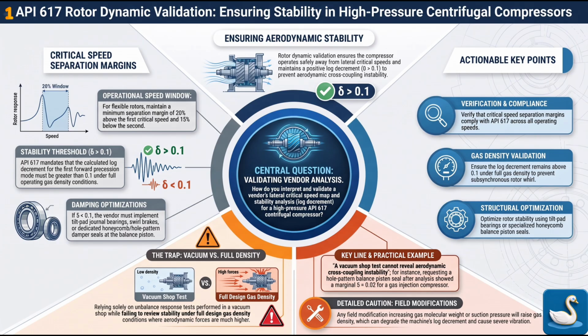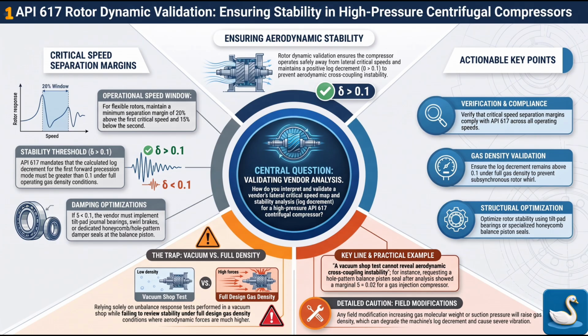Because a vacuum shop test cannot reveal aerodynamic cross-coupling instability. Verify a positive log decrement under full gas density to ensure rotor stability. Because in a vacuum, you have removed the gas entirely. Without gas, there are no aerodynamic forces acting at the impellers or leaking through the labyrinth seals, meaning you are testing the mechanical balance of the steel, but entirely ignoring the fluid dynamics that will tear it apart in the field.